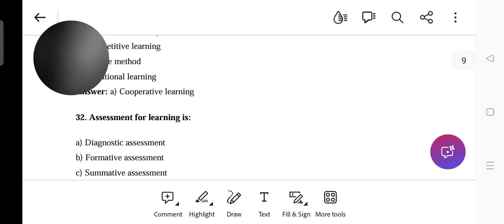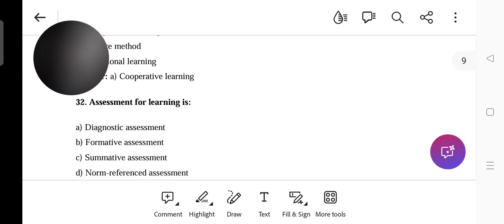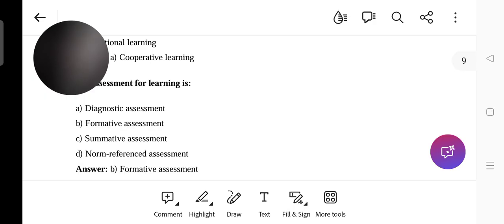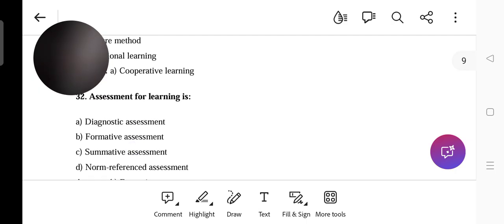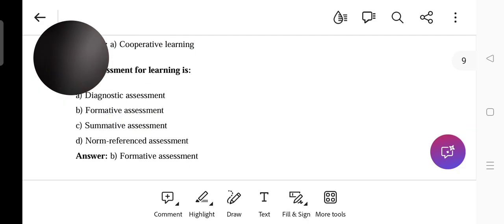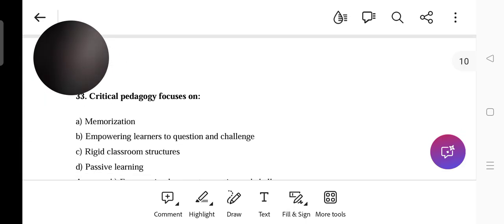So next question, assessment for learning is, option A, diagnostic assessment, option B, formative assessment, option C, summative assessment, and option D, norm reference assessment. So what will be the appropriate option? The assessment for learning is formative assessment. Assessment for learning is what? Formative assessment.